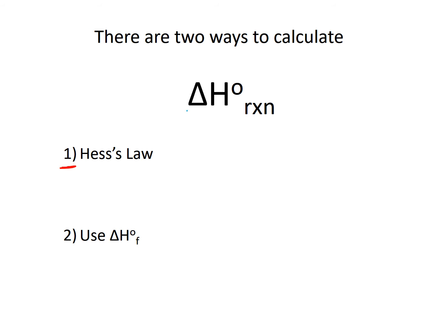Okay, so remember before this delta H, the delta sign right here means change, and H is enthalpy. So this is the change in enthalpy, and this enthalpy encompasses all of the energy. So in a reaction, delta H will show you all of the energy that takes place from the reactants to the products.